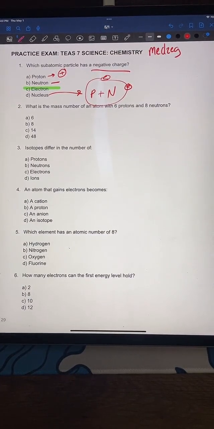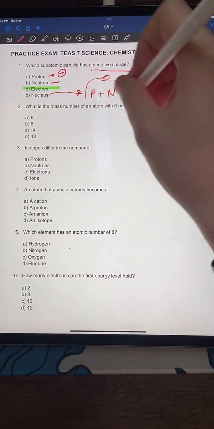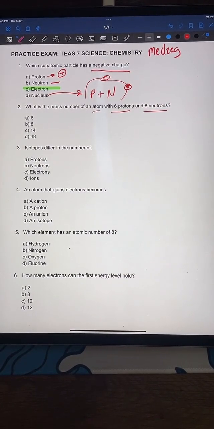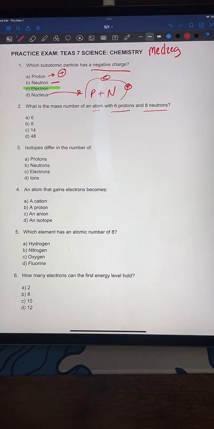Number 2, what is the mass number? What is the mass number of an atom with 6 protons and 8 neutrons? I'll give you guys just a moment to answer. Alrighty. What is the mass number of an atom with 6 protons and 8 neutrons?